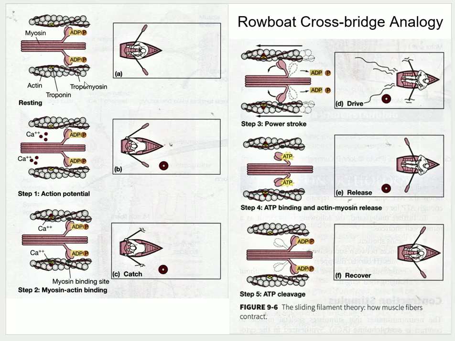And this is a rowboat cross bridge analogy. So resting, action potential comes in, myosin actin binding site. So resting, action potential, catch. Then we drive, so power strokes. Now we've got the energy, ATP binding and actin-myosin release, and recover, resting right there.